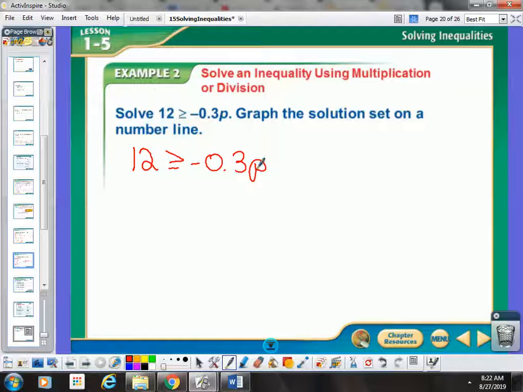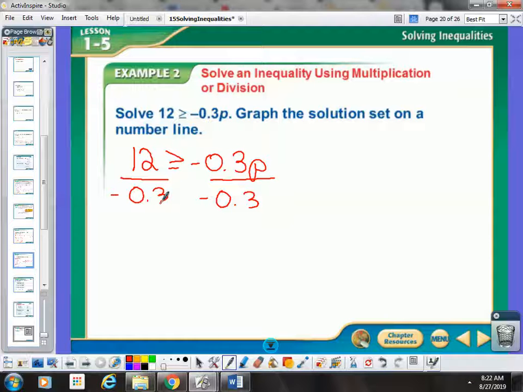Do you agree that if we want to get p by itself, we're going to divide by negative 0.3? So I'm going to go ahead and do that to both sides of the inequality. Now there's going to be a lot happening in this next step. Yes, we're eventually going to need to move p over to the other side, right? But let's leave it on the right side because in this step, aren't we also going to flip the inequality symbol? Okay, we've got too much going on. So one thing at a time.